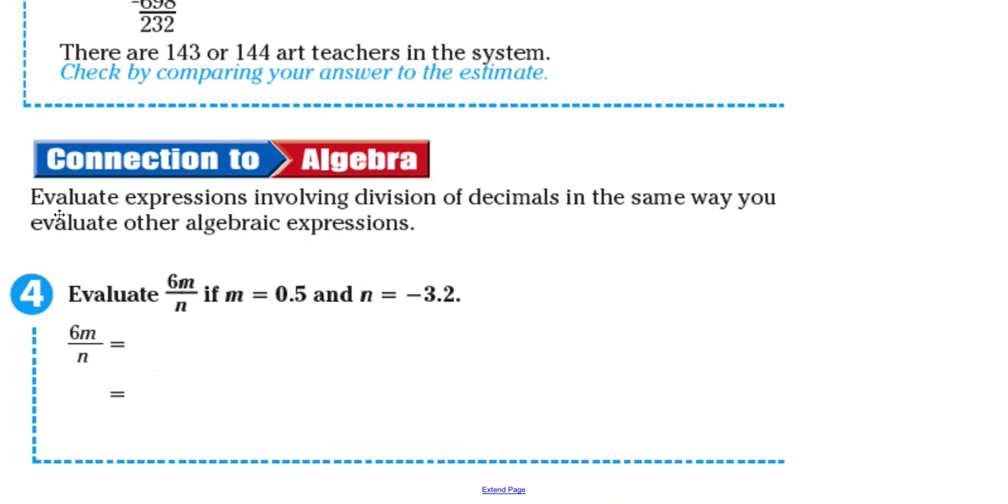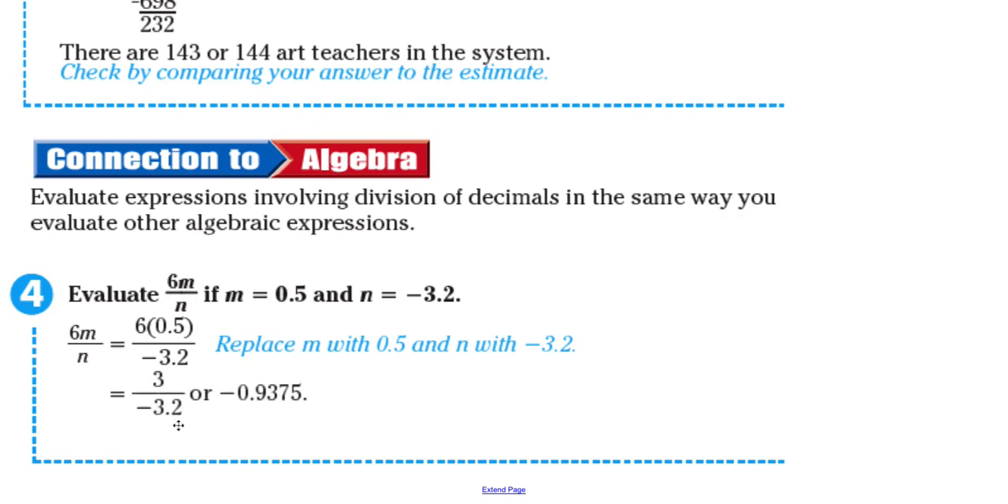Okay, last example, evaluate expressions involving division of decimals in the same way you evaluate algebraic expressions. So let's evaluate 6m over n. Again, the word evaluate means to substitute and to simplify when m is equal to 0.5 and n is equal to negative 3.2. First, we substitute the values of m and n, which are 0.5 and negative 3.2. We know for a fact that when you have a positive divided by a negative, our quotient would be negative. So you know right away this is negative.